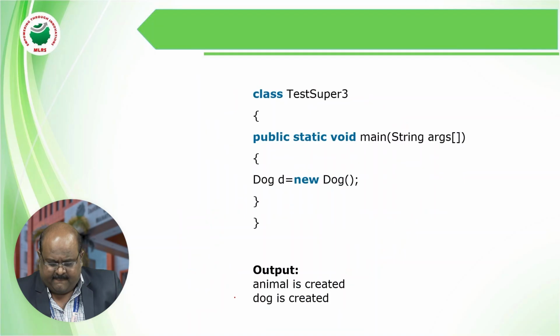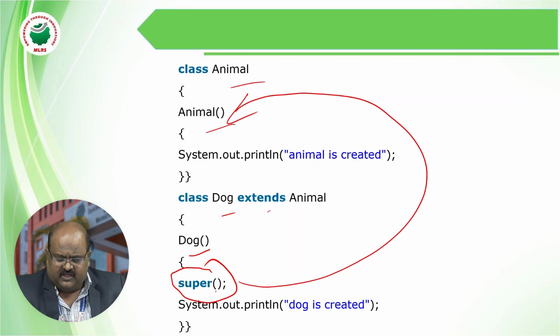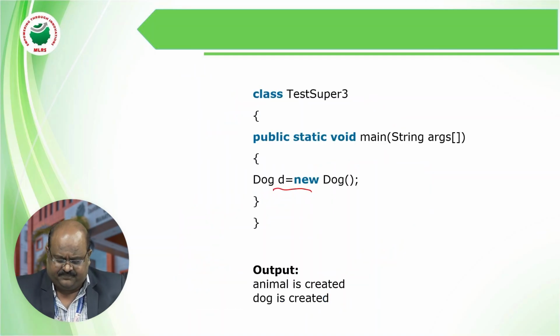Then you are creating an object of class Dog. By default, whenever you create an object of the Dog class, the constructor of the Dog class is invoked. Within that you are writing super(). So again, by using this reference, we are invoking the parent class constructor. This concept works like that.